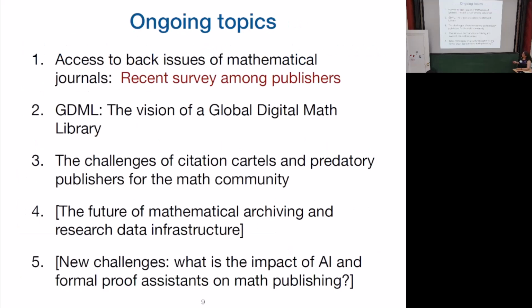So we have ongoing topics. First is the access to back issues of mathematical journals. There was a recent survey among publishers on that. That's also the kind of thing we do. Then GDML, the vision of a global digital math library, and the challenges of citation cartels and predatory publishers for the community. These two in square brackets, I'm not going to talk about them today: the future of mathematical archiving and research data infrastructure, and new challenges ahead, the impact of AI and formal proof assistants on math publishing. And now here comes the annotated version of that slide.